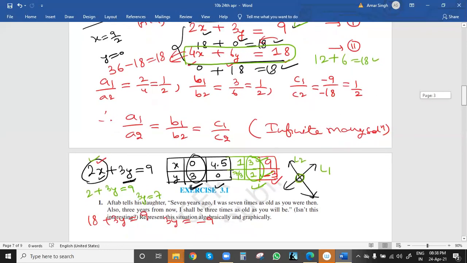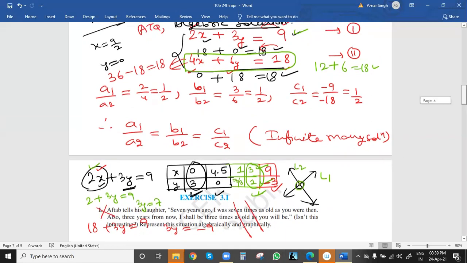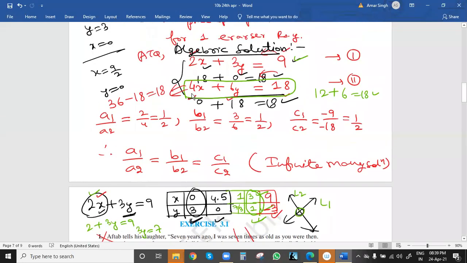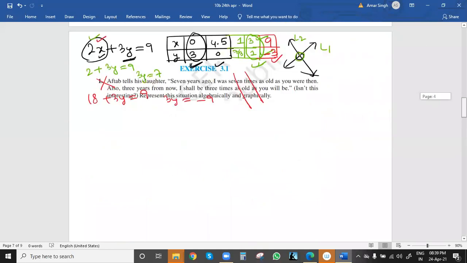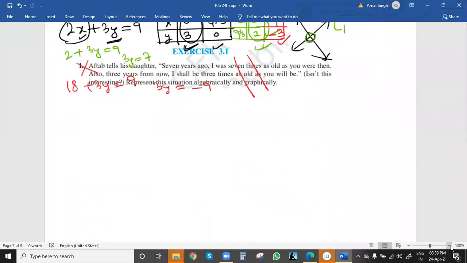Now we'll try to quickly, in 5-6 minutes, draw the graph. So this question you can delete. We'll see it in our next class. Both the equations are 2x plus 3y equal to 1, this is the one equation, and the second one is 4x plus 6y equal to 18. For both, we will try to draw the graph.